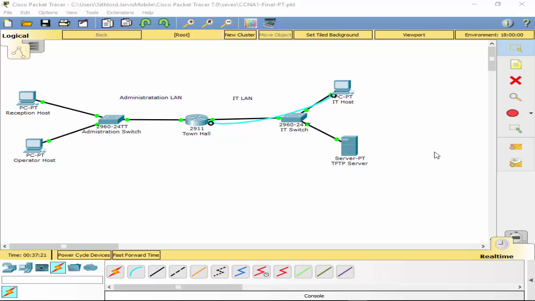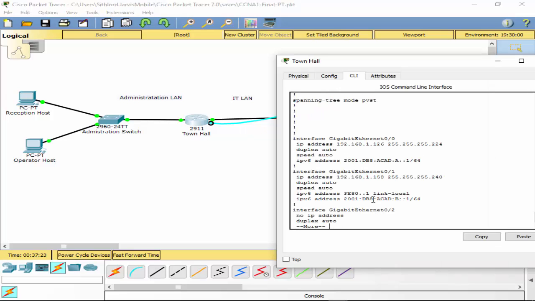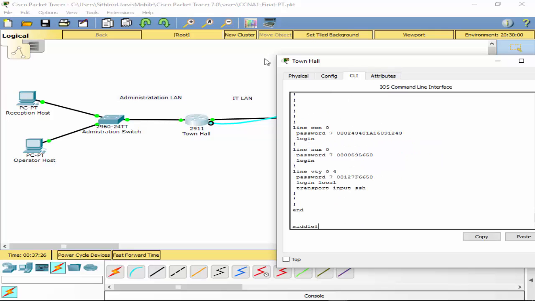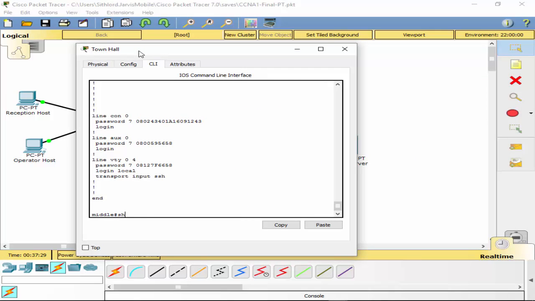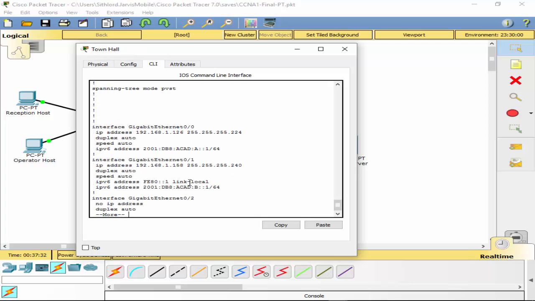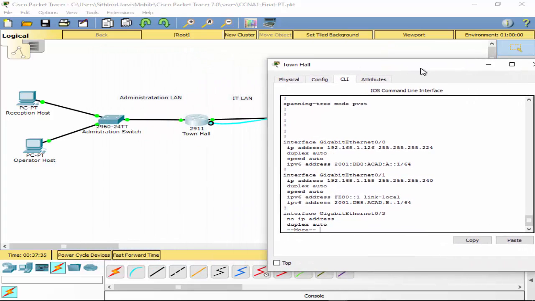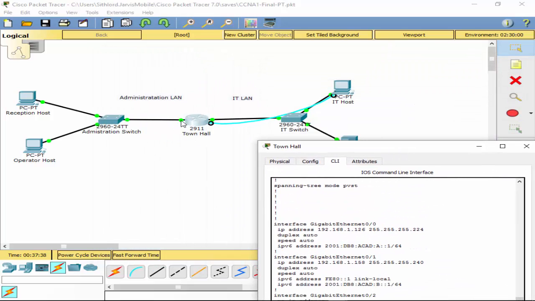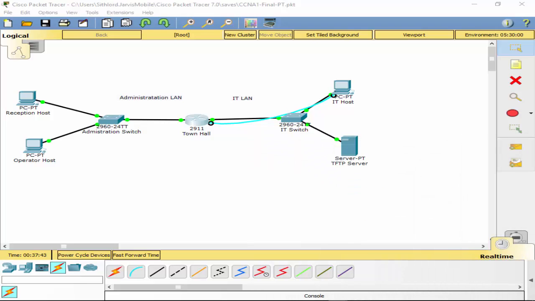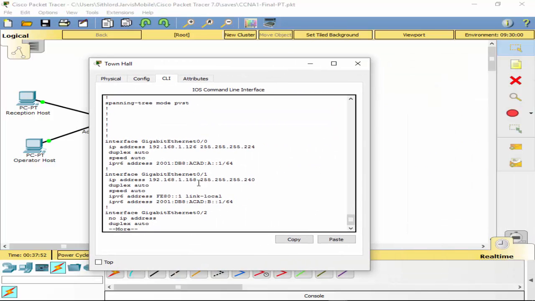What's next? Alright, let's go back into here. So we're going to do a show run. Alright. So what I think happened is when I set this up, I actually set these up inverse compared to my instructions, so I apologize if you guys are doing it this way, but it's an easy fix. So if we look, this is actually G0/0, and G0/0 is the IT, is it? No, it's not. So that's not it either.